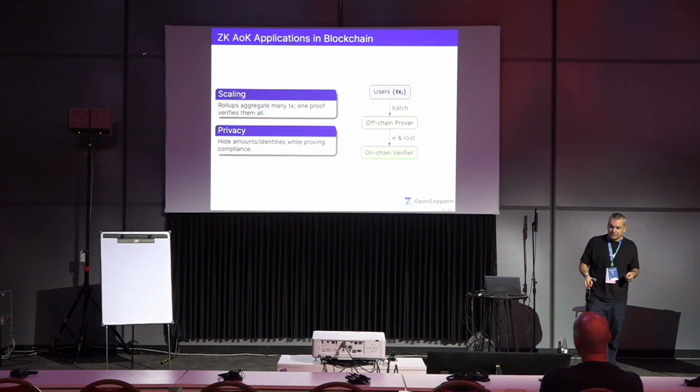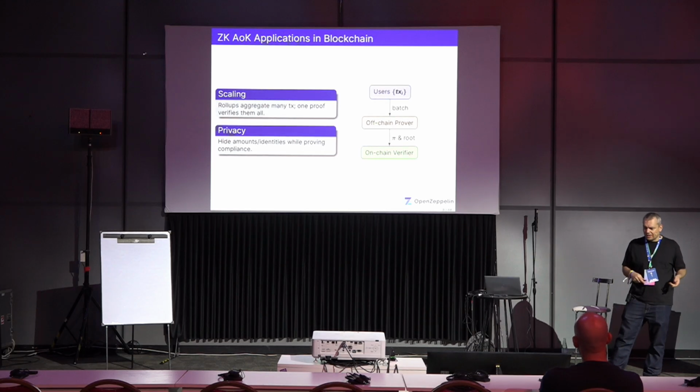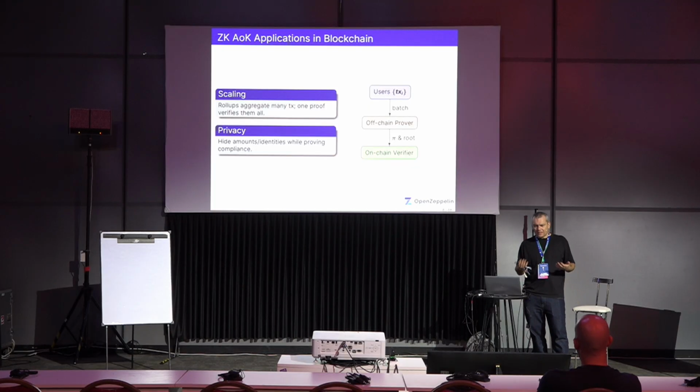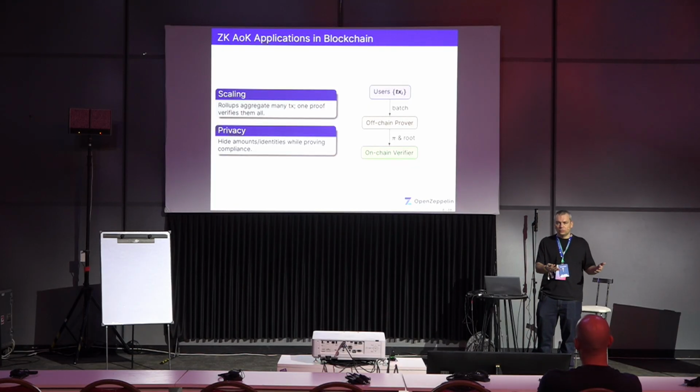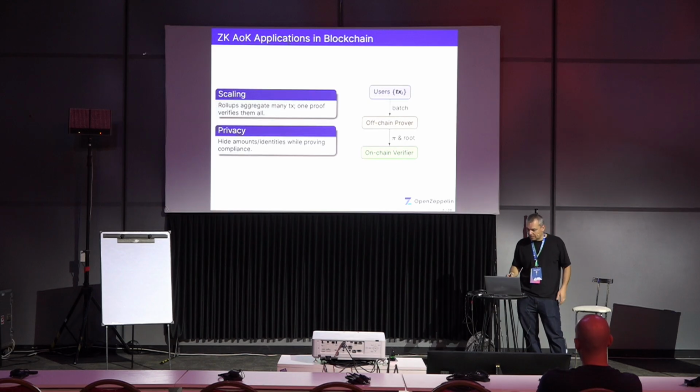And for privacy, which is a big buzzword in this edition of DevConnect, it's clear how it helps privacy, right? Because of the zero knowledge property, you can hide identities and amounts while still making it compliant, still being able to prove that a transaction happened, for example.